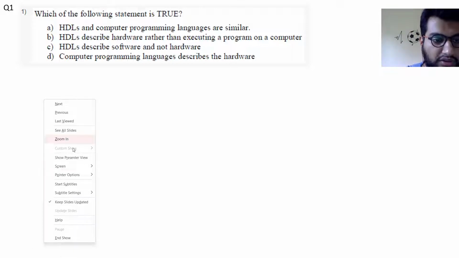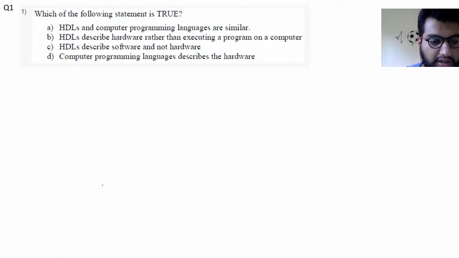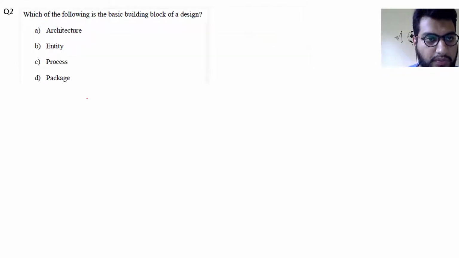So this is a theoretical question, and you must know it after covering your week 9 tutorial. The correct answer to this question is option B. Hardware description languages (HDLs) are used to describe hardware rather than executing a program on a computer. A hardware description language is basically a specialized computer language used to describe the structure and behavior of electronic circuits, most commonly digital circuits. So option B is your answer. This was a theoretical question. I think there are no doubts regarding this. I think we can proceed to question number 2.